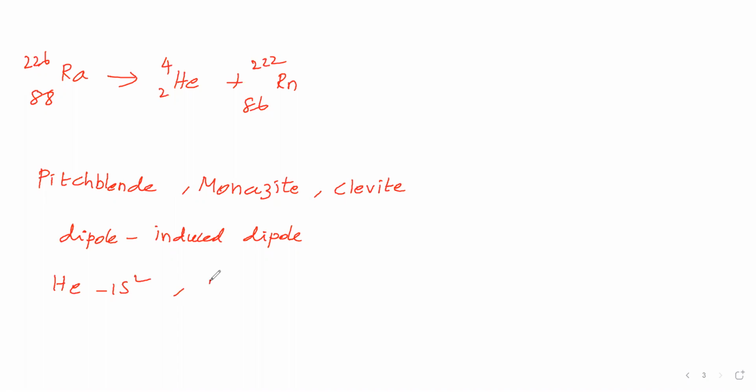It is inert. Next, we will take neon. Neon electronic configuration is 1s2, 2s2, 2p6. This valence shell is not having any vacant orbitals, and it also has high ionization energy in the second period. Therefore, neon also is not involved in chemical reactions. So, helium, neon, argon compounds were not discovered so far.